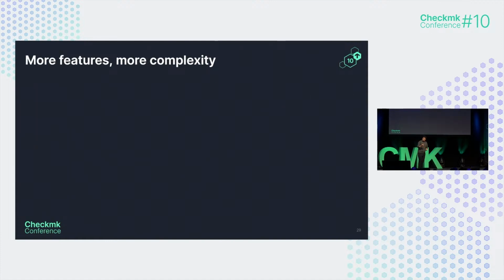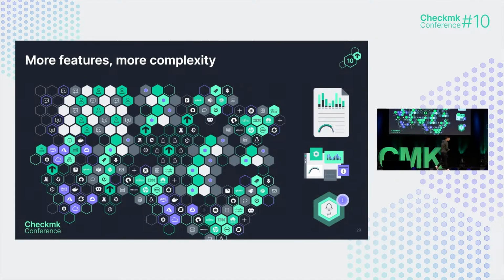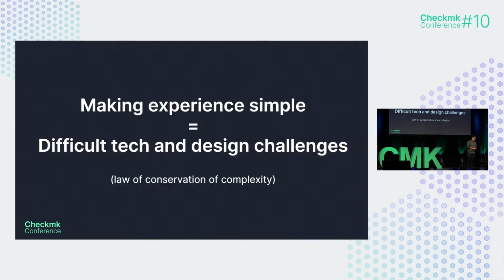And just a shout out to Jonas, he did this animation. I love it so much. The more features, the more complexity. And the more features we have, it's really hard to make things simple. Making things simple is a very difficult tech and design challenge. According to the law of conservation of complexity, you can never remove the complexity. You can only move it somewhere else. So in this case, from the user perspective, maybe to the code or to the development.